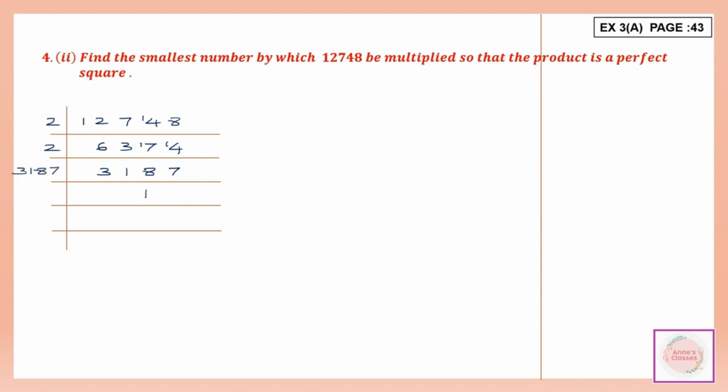So that is 1. So now let's find the smallest number. So we're going to write down this number, 12,748. Let's write down all its prime factors. 2 into 2 into 3,187. So now pair them up. Now this is in a pair, whereas this number does not have a pair. That means that is the smallest number by which this should be multiplied to make it a perfect square.